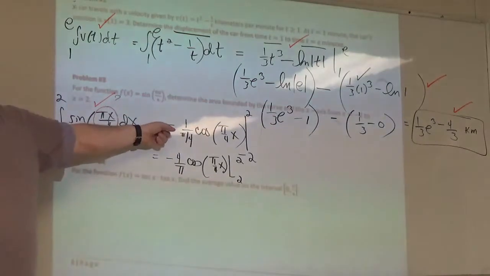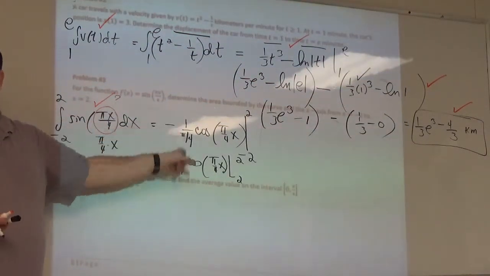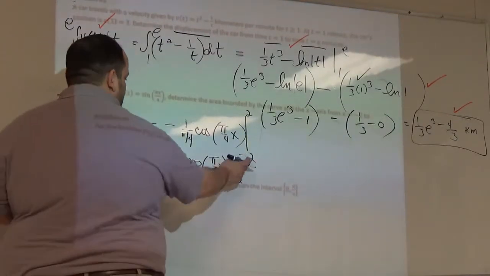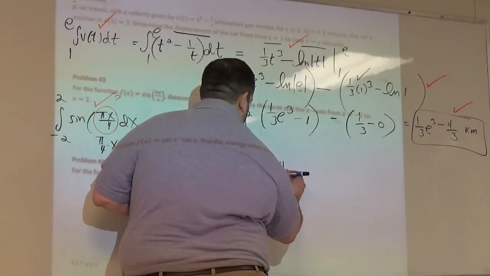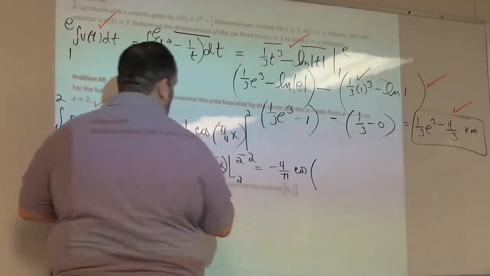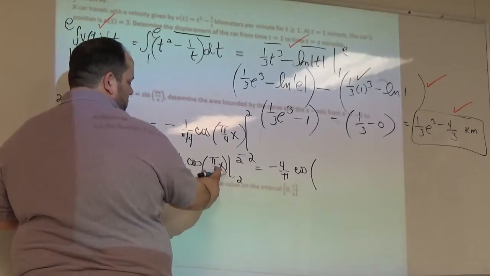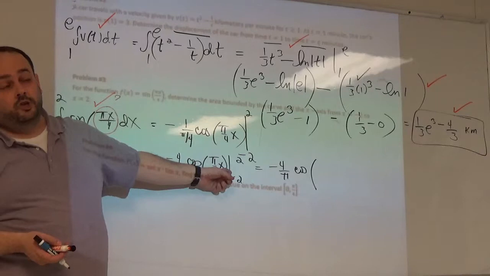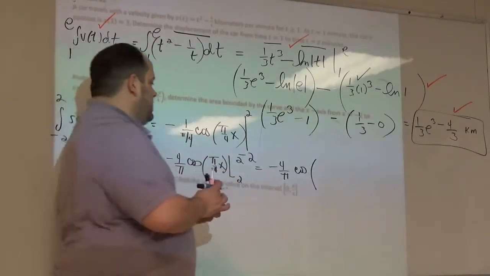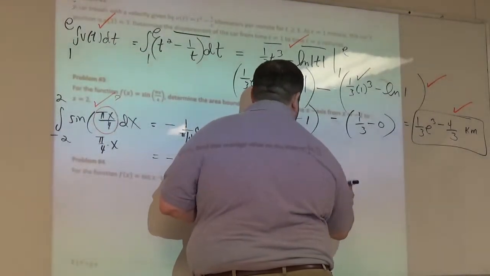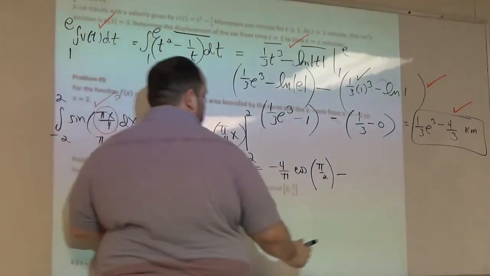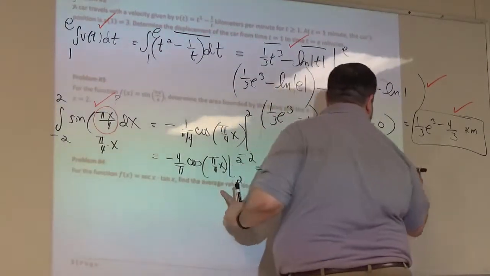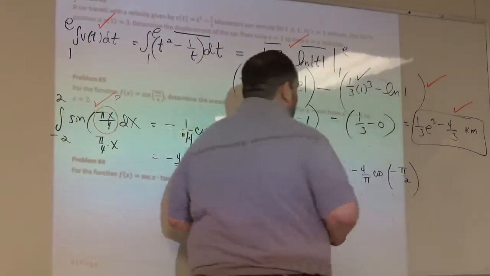How many of you honestly had that as your antiderivative? This one or that one? Either one, doesn't matter. Okay, it looks like we're in a pretty good place. And so then it's just a matter of plugging in: -4 over pi cosine pi over 4 times 2. Pi over 4 times 2 is 2 pi over 4, which is the same thing as pi over 2. Minus, now plug in the -2. -4 over pi cosine pi over 4 times -2 is negative pi over 2.